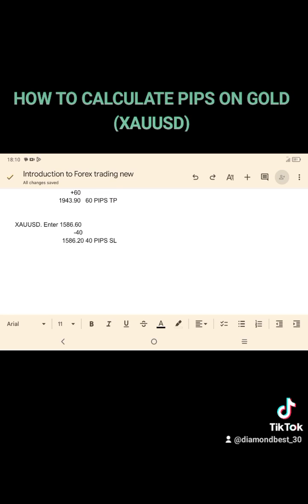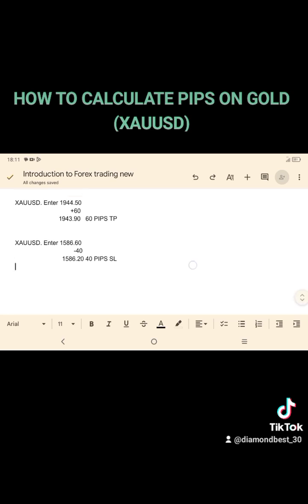You have to subtract. Like I told you, if you are buying, you are adding, but if you are selling, you are subtracting. Now let's subtract to get our SL. Now let's say 1586.60 and we are looking for 40 pips SL. 0 minus 0 is 0. 6 minus 4 is giving us 2. You put your point and put your 4 decimal number.